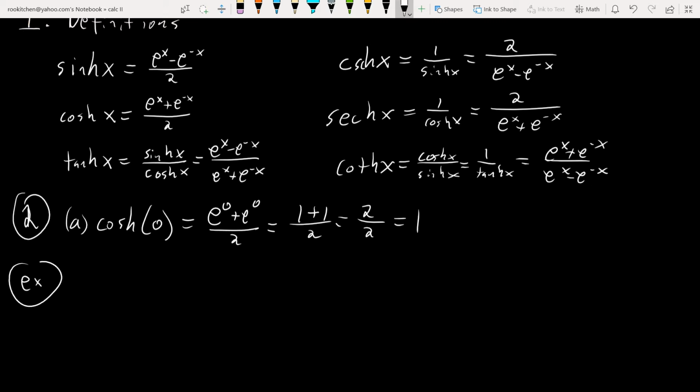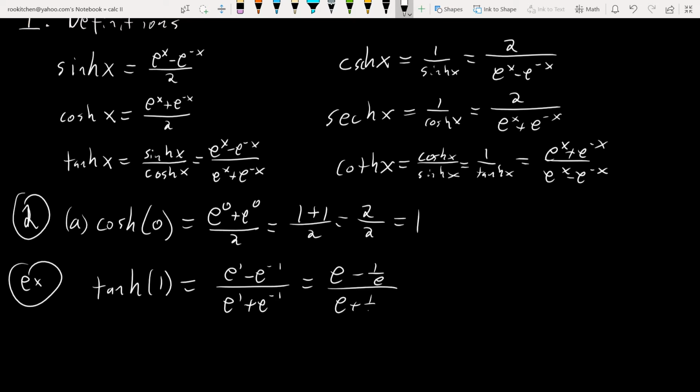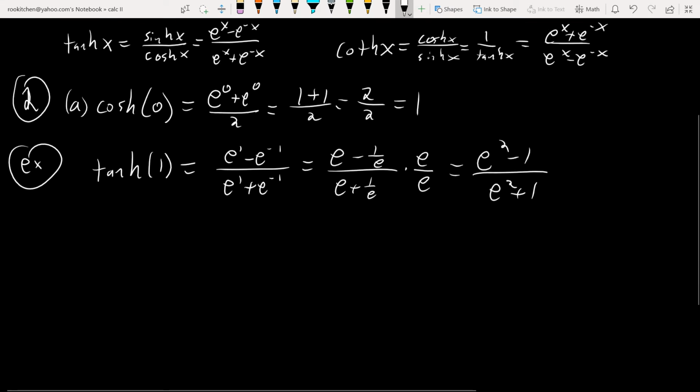Another example, maybe tanh of 1. We'll have e to the 1 minus e to the negative 1 all over e to the 1 plus e to the negative 1. We can rewrite that as e minus 1 over e all over e plus 1 over e. And we hate complex fractions here in math education land, so we're going to multiply by e in top and bottom, so we get e squared minus 1 all over e squared plus 1. Of course, then you would put it in your calculator and get an approximation.